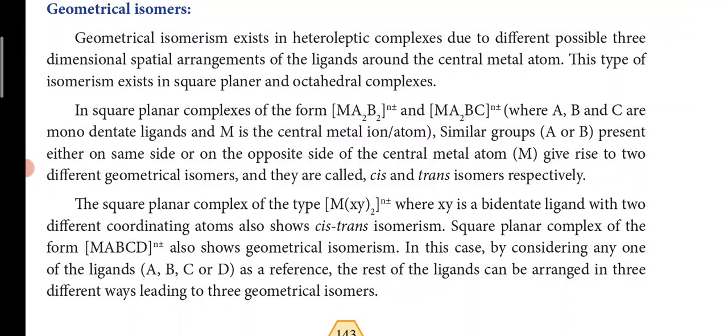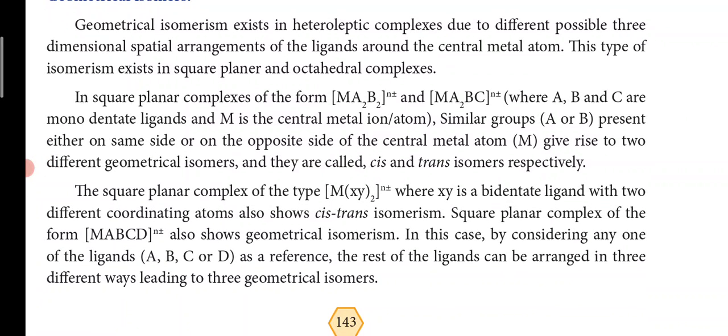In square planar complexes of the type M(A2)B2, A2 means one type of ligand and B2 is another type of ligand. M is the metal atom, and the plus or minus n means the charge could be positive or negative, 2 plus or 3 plus or anything. And M(A2)BC means three types of ligands, and M is a central metal atom.